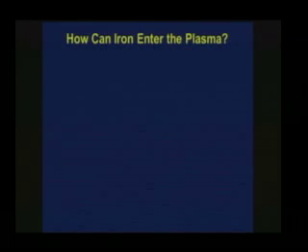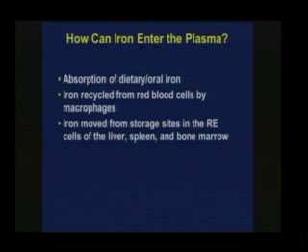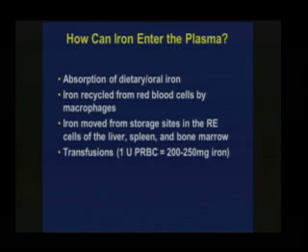Now, how can iron enter the plasma? It can be absorbed through the GI tract, either from dietary iron or through oral iron pills that we may prescribe. Iron can be recycled from red cells by macrophages. Iron can be moved from storage sites in the reticuloendothelial system, by giving transfusions, and each unit of packed red cells contains roughly 200 to 250 milligrams of elemental iron, and by giving intravenous iron therapeutically.